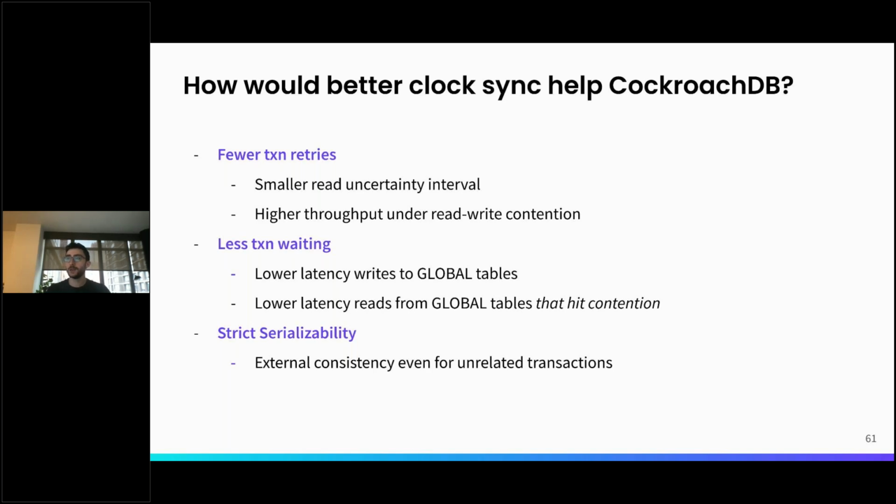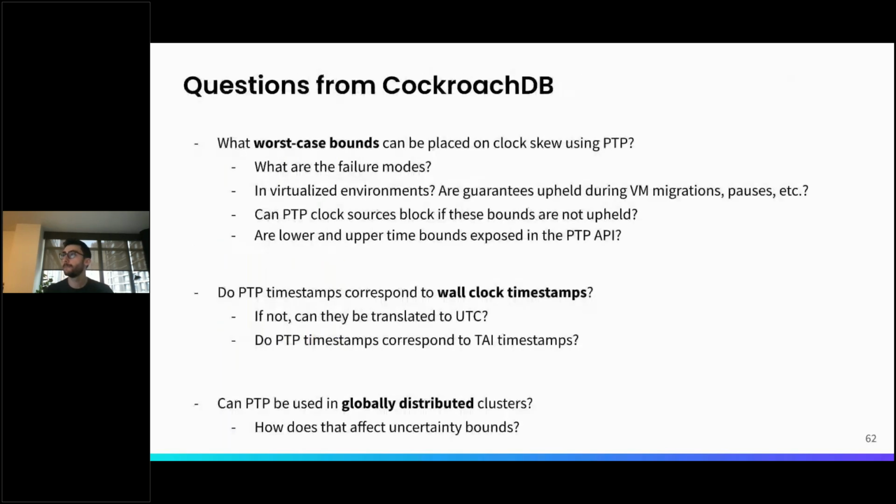Tighter clock synchronization would also help in that it could allow Cockroach to provide strict serializability, which means external consistency even for unrelated transactions, those whose causal order can't be detected through the read uncertainty interval concept.